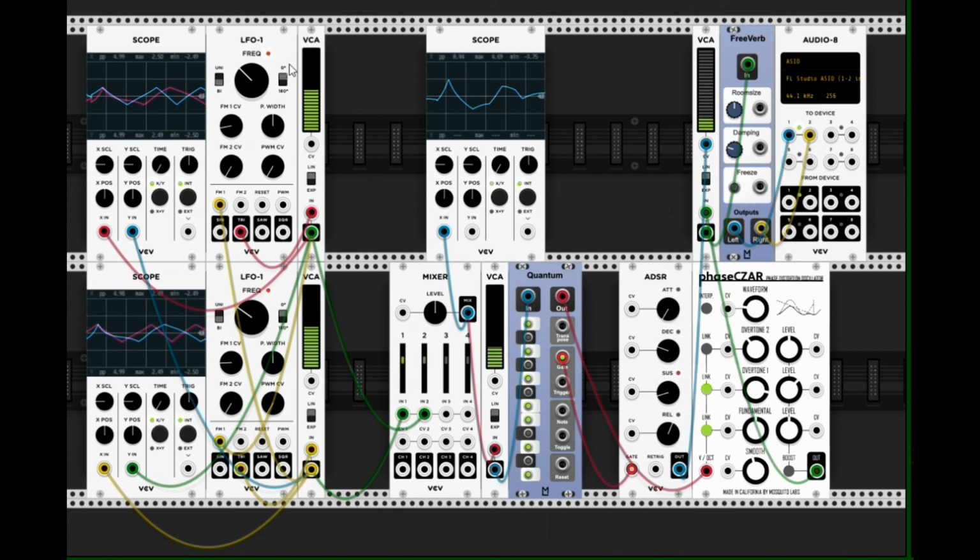I could have done this with the VCAs as well, but as long as I do it manually, it doesn't matter whether I use the VCAs here to reduce or increase the modulation strength or the knobs at the LFOs themselves. Okay.